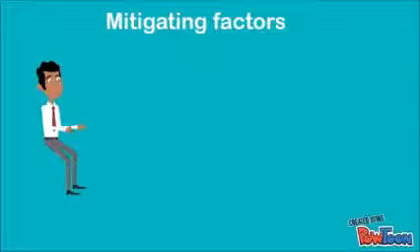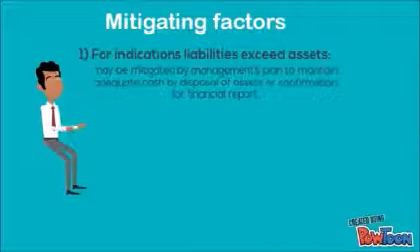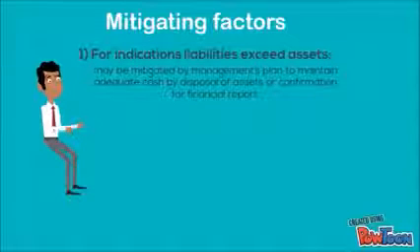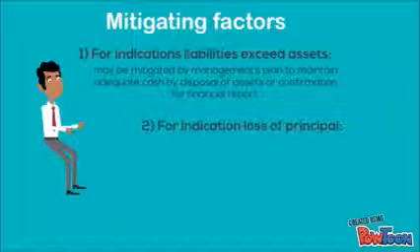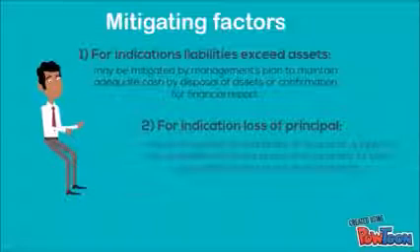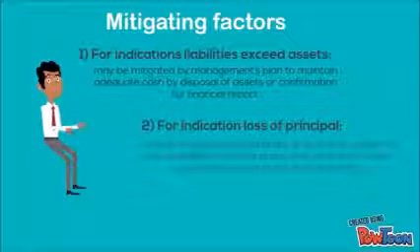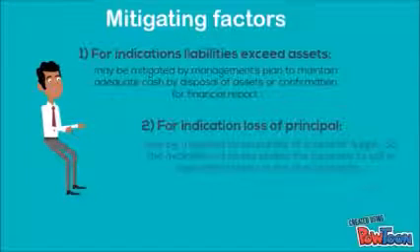Mitigating factors are factors or situations where the auditor can be satisfied, for example. First, for indications that liabilities exceed assets, this may be mitigated by management's plan to maintain adequate cash by disposal of assets or confirmation of financial support. Second, for indication of loss of principal supplier, this may be mitigated by availability of other sources of supply. So the availability of stocks enables the company to stay in operation for at least the next 12 months.